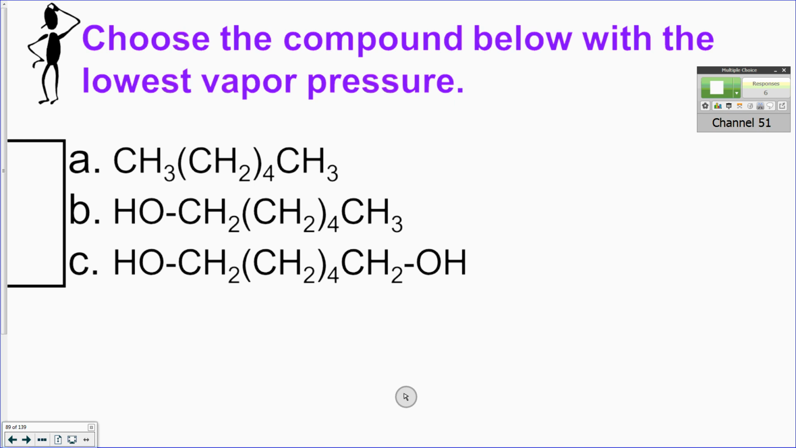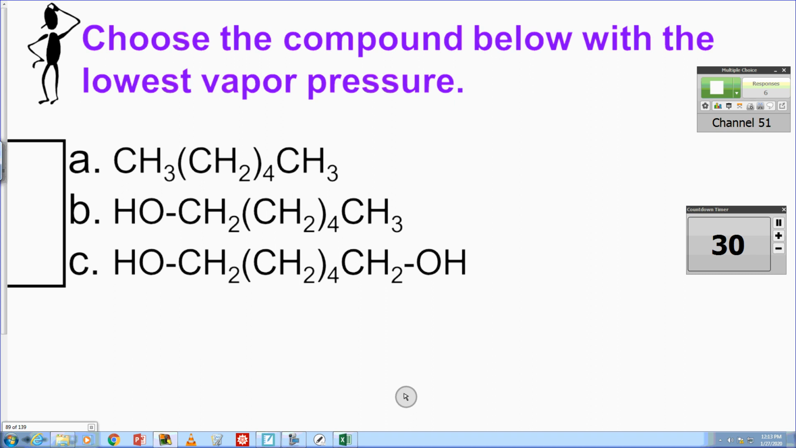Something like this absolutely will be a test question and likely a final exam question. Okay, 25 seconds.